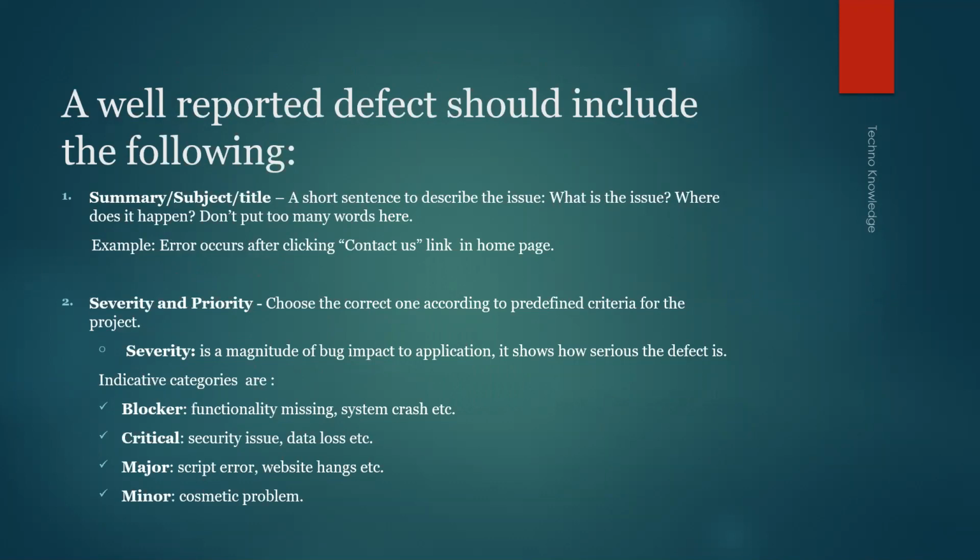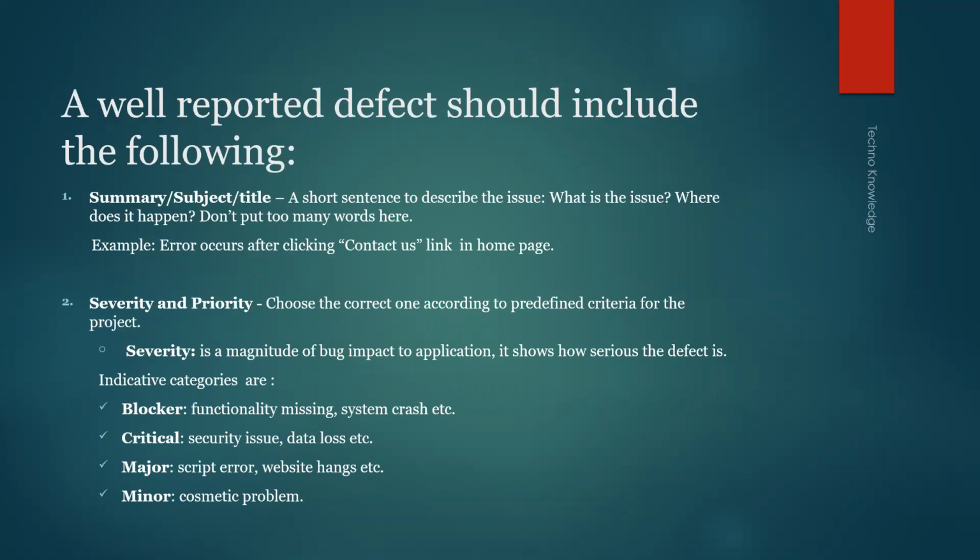Second, any defect should also have the severity and priority. So first we take severity. Severity is nothing but the magnitude of the bug's impact on the application. It shows how serious the defect is. Some of the indicative categories could be the blocker. A blocker is something where the functionality is missing, the system crashes, etc.